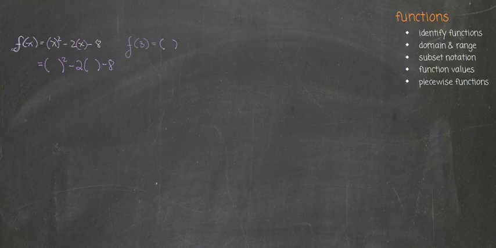I have a parenthesis, squared, minus 2, open paren, close paren, minus 8. And so what I've done is I've created a space where I can now plug in that 3 to replace the x, and then simplify from there. 3 squared is 9, minus 2 times 3 is 6, minus 8. So 9, take away 6, minus 8, is negative 5.